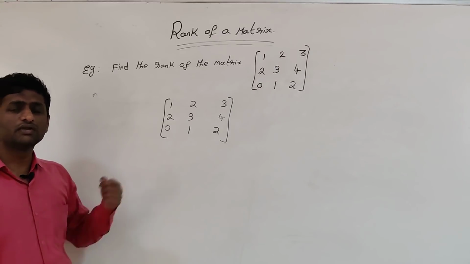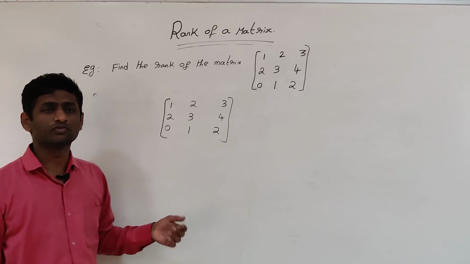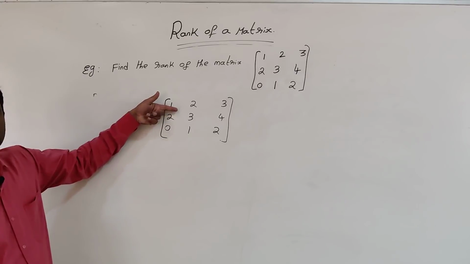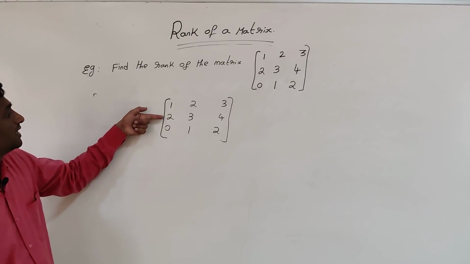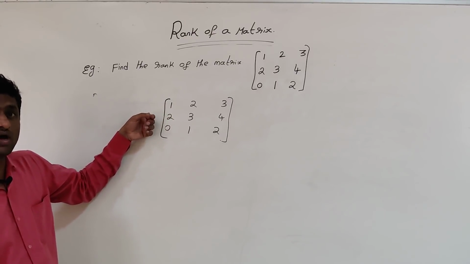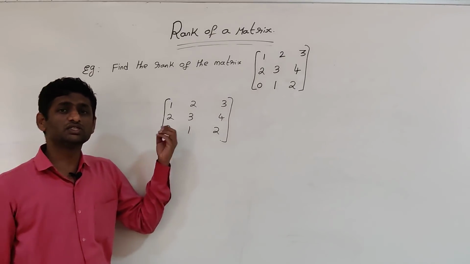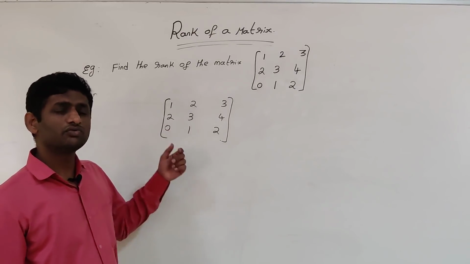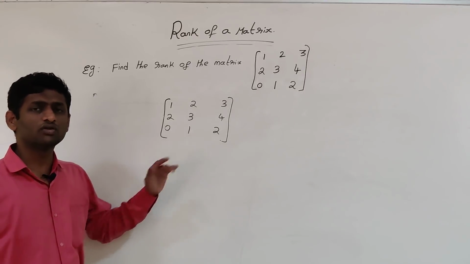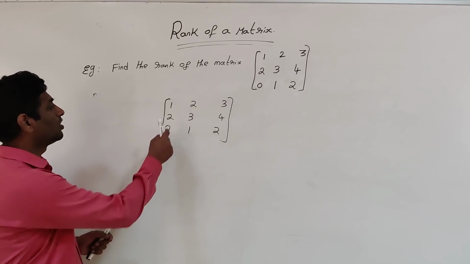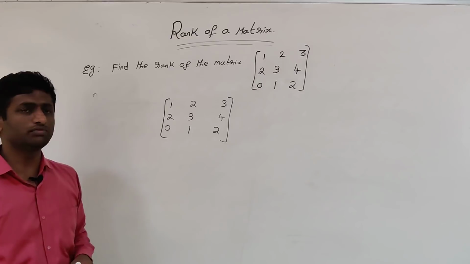Now, can we say it is in echelon form? No. Why? Because the number of zeros before the first non-zero element in the first row is 0, but here the number of zeros in the second row is also 0. So we can't say that 0 is less than 0. So we have to convert it into echelon form by operations. How can we convert this 2 into 0?